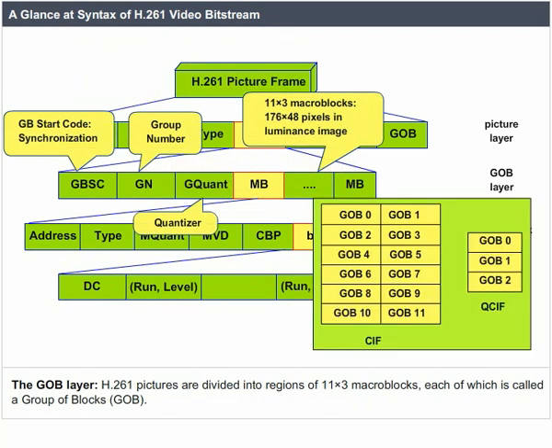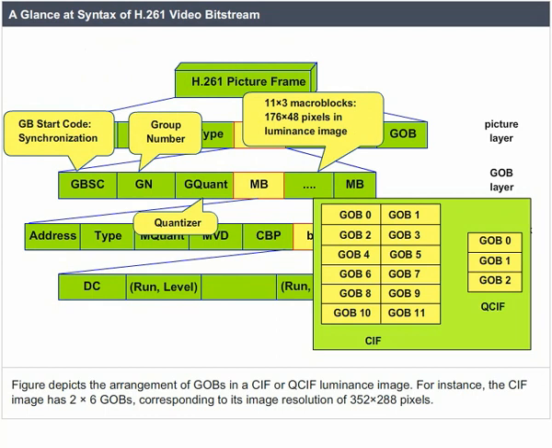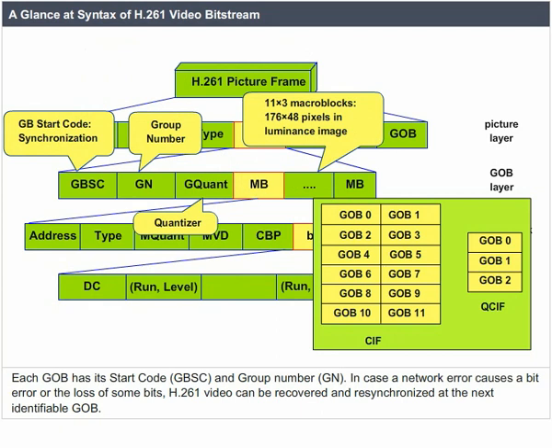The GOB layer: H.261 pictures are divided into regions of 11 by 3 macroblocks, each of which is called a group of blocks, GOB. The figure depicts the arrangement of GOBs in a CIF or QCIF luminance image. For instance, the CIF image has 2 by 6 GOBs, corresponding to its image resolution of 352 by 288 pixels. Each GOB has its start code GBSC and group number GN. In case a network error causes a bit error or the loss of some bits, H.261 video can be recovered and resynchronized at the next identifiable GOB.